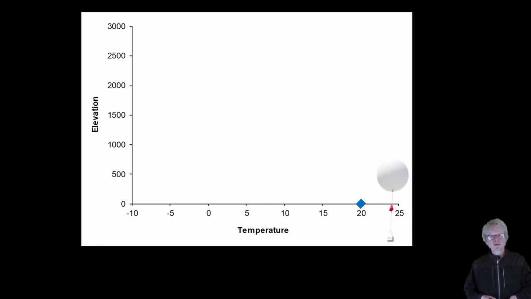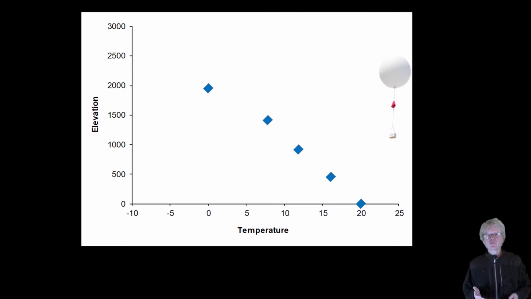And as it rises through the atmosphere, it'll take a measurement. Let's say at 500 meters, we've taken a measurement and it's about 16 degrees. It rises even further. There it goes. At 1,000 meters, it takes another reading of the air temperature, and it's about 12 degrees centigrade. It rises to 1,500, and it's about 8 degrees. It gets to 2,000 meters, and it's 0 degrees, and it goes even further to 2,500 meters, and it's about -5 degrees centigrade.